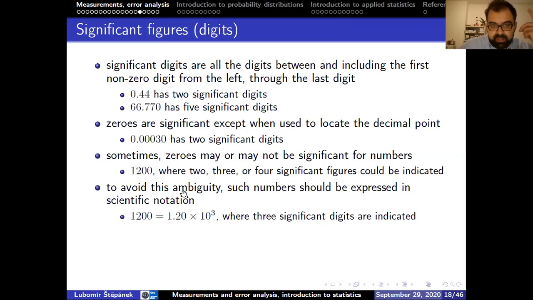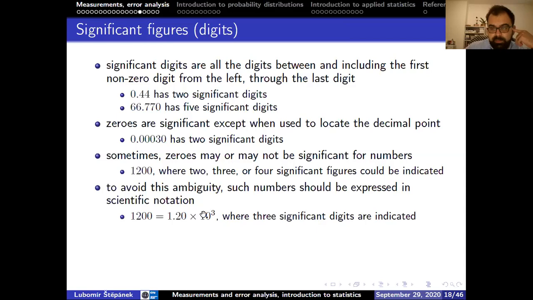To avoid this ambiguity, to avoid this confusion, such numbers should be expressed in scientific notation, to make all these confusing zeros, which could or couldn't be significant, into numbers after the decimal point. So scientific notation is something like this: 1,200 would be rewritten as 1.20 multiplied by 10^3. The first term is usually called the significand or mantissa, and this is sometimes called E notation, because the 10 is sometimes written as a capital E, uppercase E.